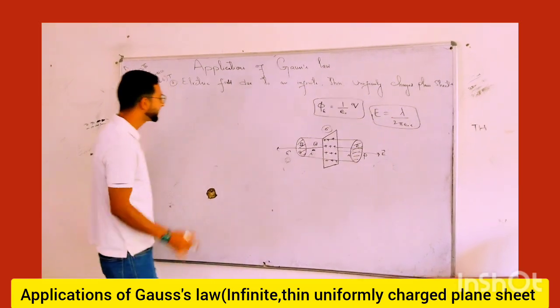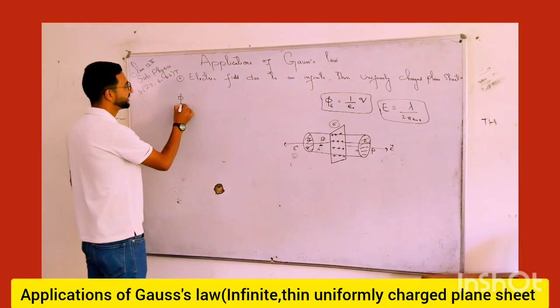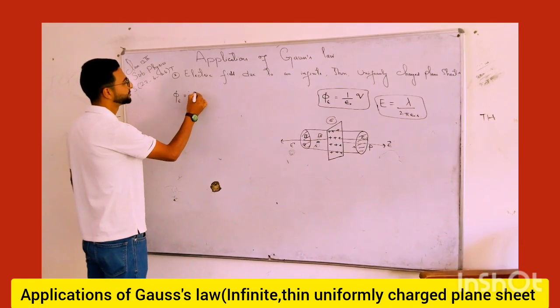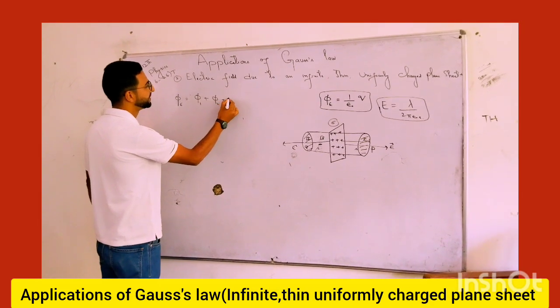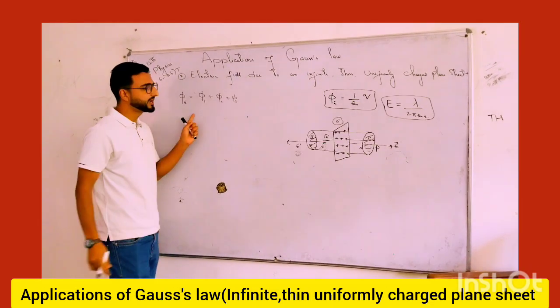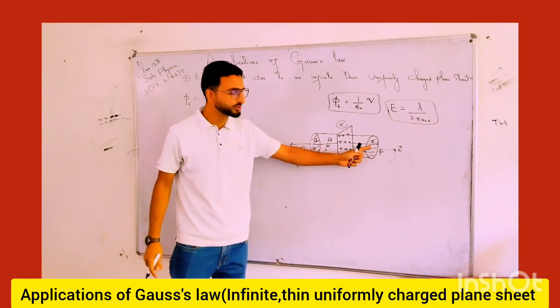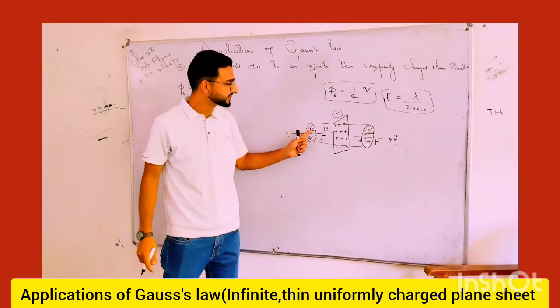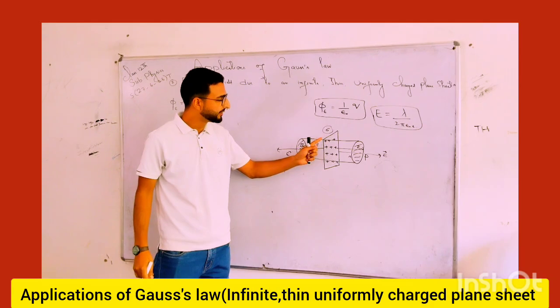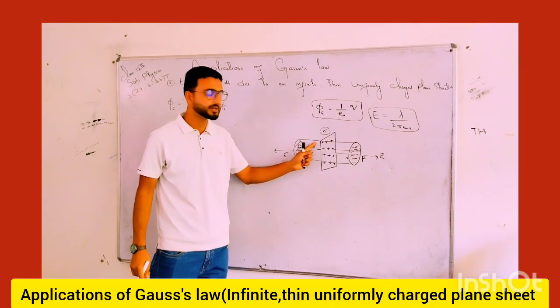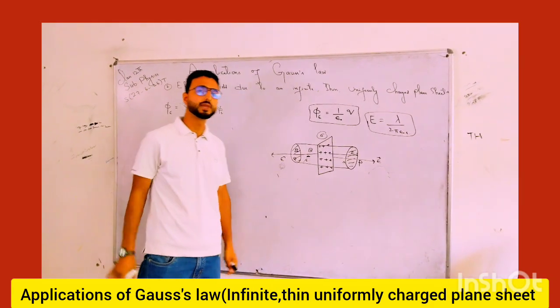Now, to apply Gauss's law, I have to calculate the electric flux by the superposition principle. So this will be phi 1 plus phi 2 plus phi 3. What is phi 1? This will be the electric flux through the circular cross section. What is phi 2? It will be the electric flux through this circular cross section. And what is phi 3? It will be the electric flux through the curved surface of that cylinder.